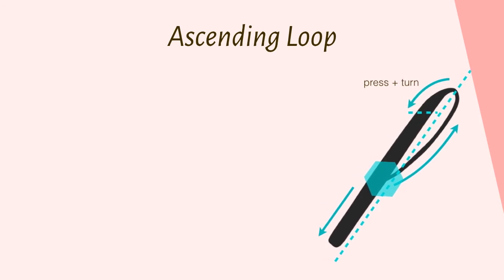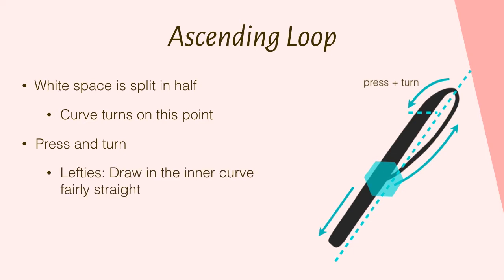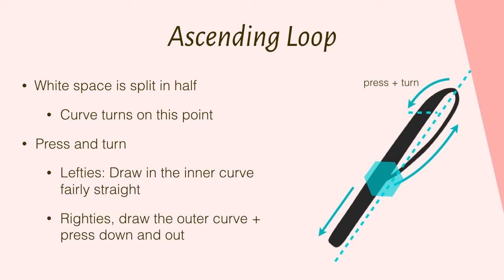So let's recap. The ascending loop starts in the middle and goes up in a steep upstroke, curving inward to the midpoint, and this is where the white space is equally split. You press and turn here for about 1/5 of the length before going all the way down at full pressure. If you're a lefty, draw the inner curve fairly straight. If you're a righty, draw the outer curve and press down and out.